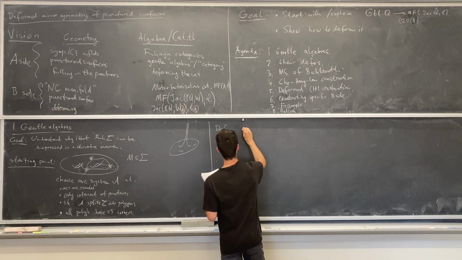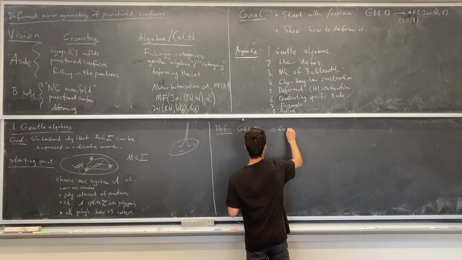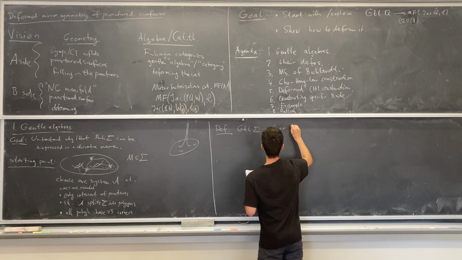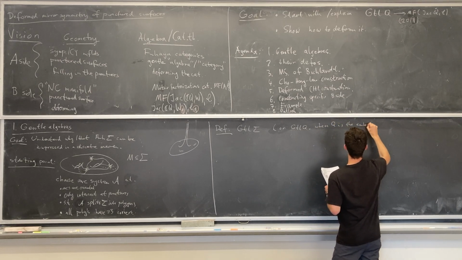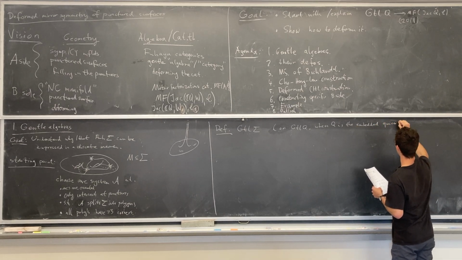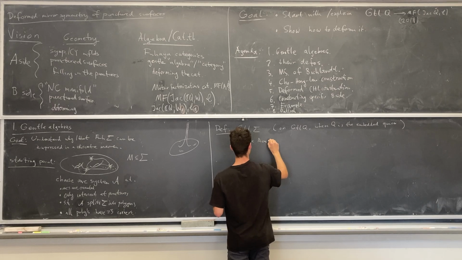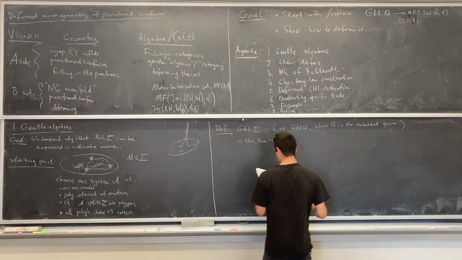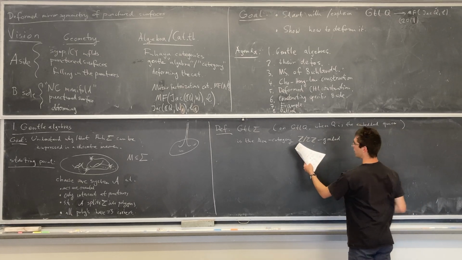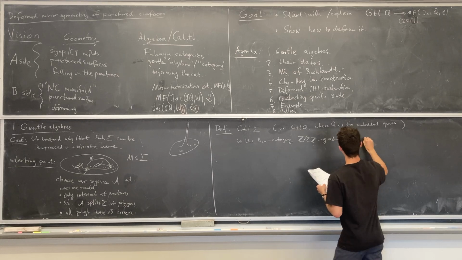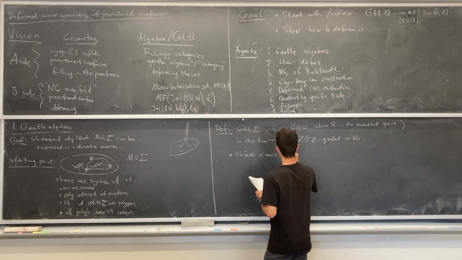Here's a definition. GTL sigma can also be written GTL Q, where Q is the embedded quiver given by these arcs. Just a notational question. GTL Q is the A infinity category, Z over 2Z graded. You can upgrade it to a Z grading, but we will be doing only Z over 2Z graded, with objects being the arcs of your arc system.